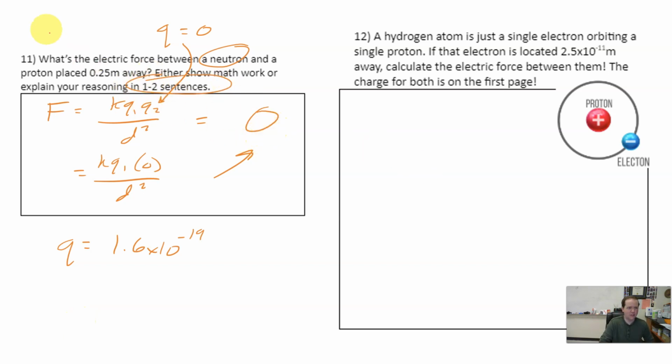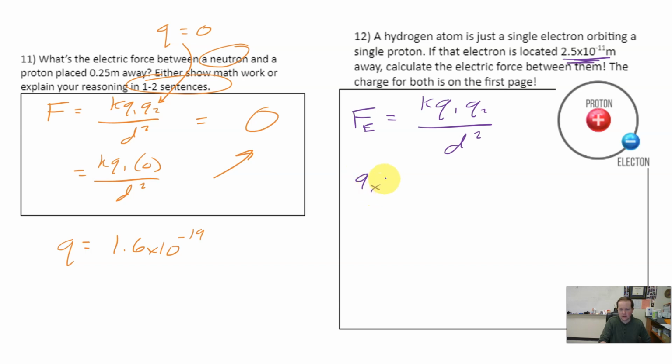Okay, let's jump over to number 12. We're almost done. Number 12 has a hydrogen atom. A hydrogen atom is just a proton and an electron. We know the charge of each. Again, they're on the first page. They'll be on my whiteboard. Let's figure out the force if this is the distance that they're separated in the atom. So the equation, Fe equals, again, you can write that E, but it's not required. K, Q1, Q2 divided by the distance squared.